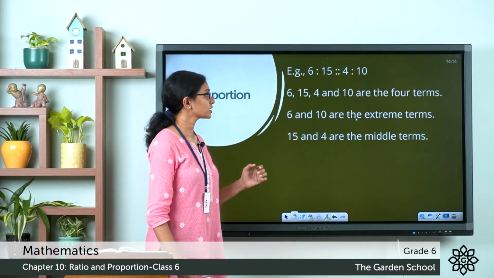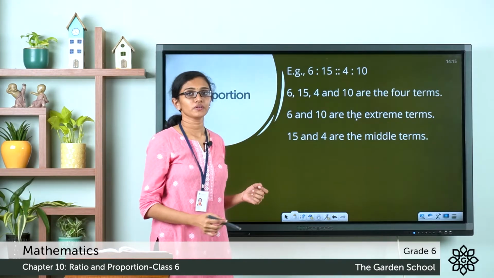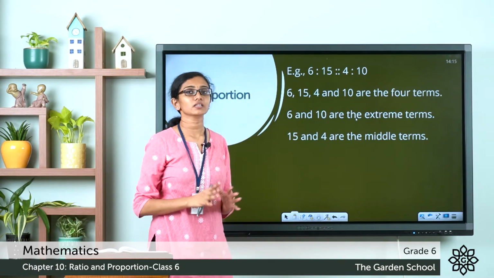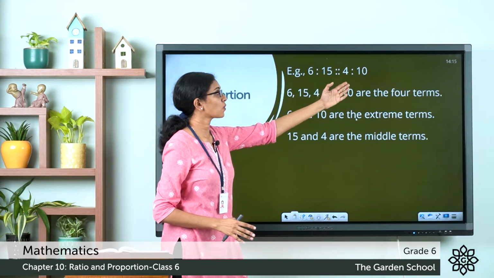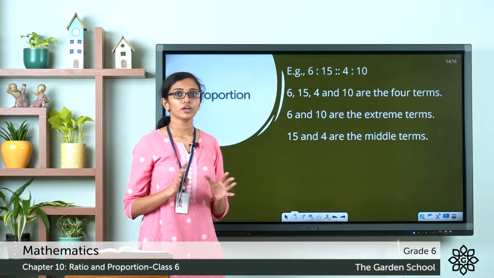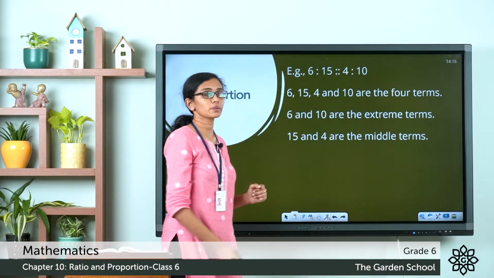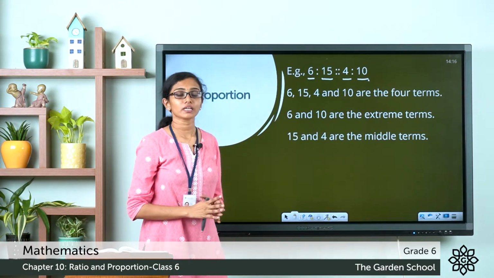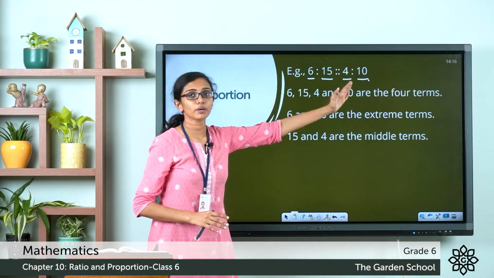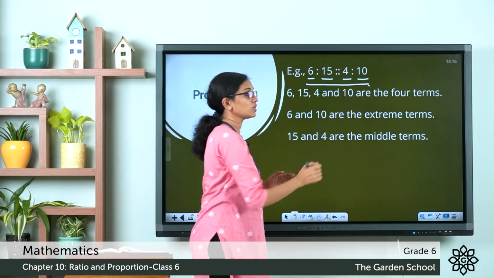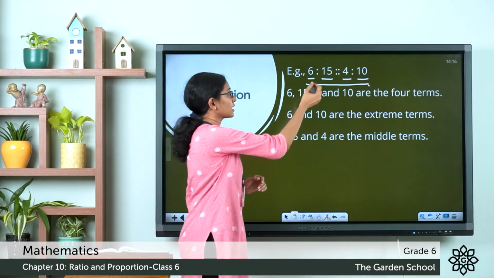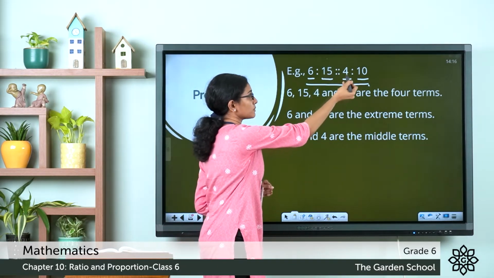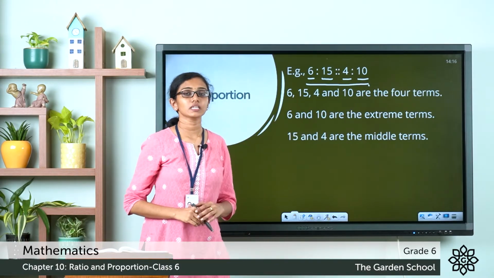I'll show you an example. Here you can see a statement of proportion. The first ratio 6:15 is equal to 4:10, or you can say the two ratios 6:15 and 4:10 are in proportion. You can see there are four quantities involved in this statement of proportion. They are 6, 15, 4 and 10. So these four quantities are called the terms in this statement of proportion. What you see here, this is called the statement of proportion. And 6 is the first term, 15 is the second term, 4 is the third term and 10 is the fourth term.